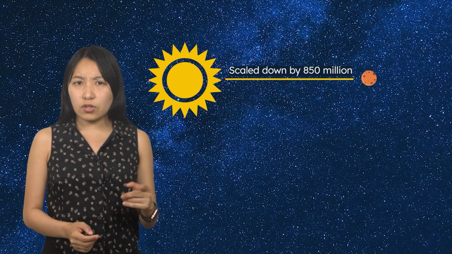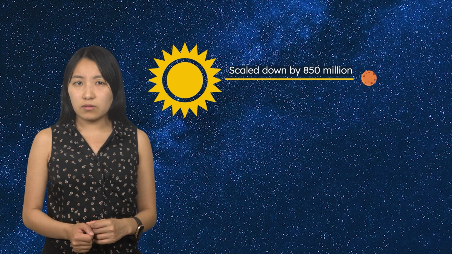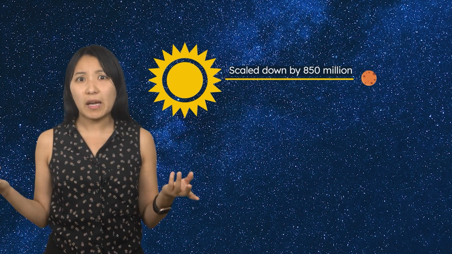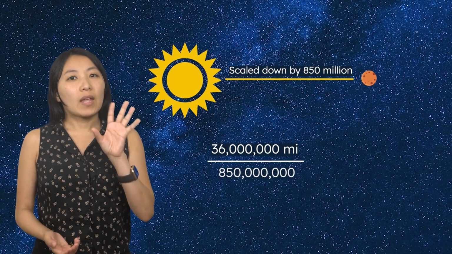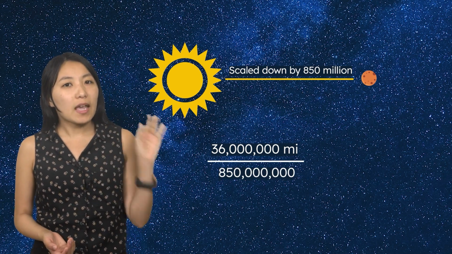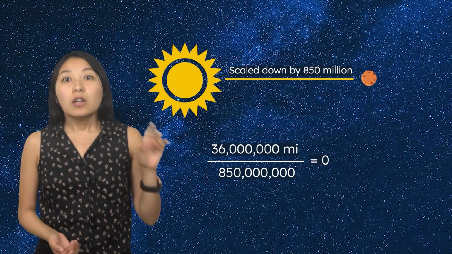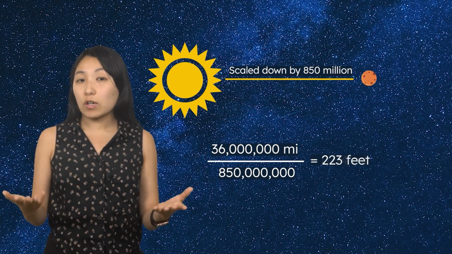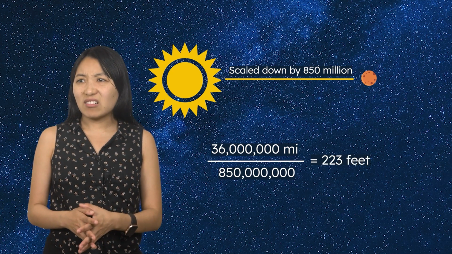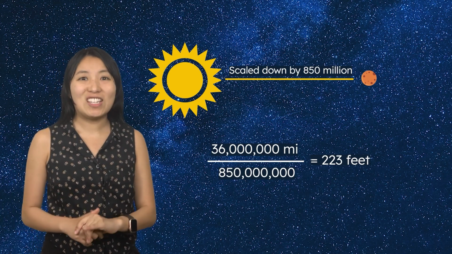Mia would be 850 million times closer than wherever she is headed in space. That has to be an improvement, right? Let's see. 36 million miles divided by 850 million. Mia would only have to go about 4/100ths of a mile, or about 223 feet. Wow, sorry, Mia, that would have been so much easier.